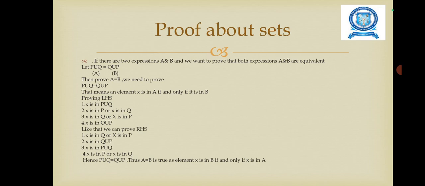First we are going to see the left hand side. First we prove the left hand side, after that we prove the right hand side. That means an element X is in A if and only if it is in B. Proving the left hand side: X is in P union Q, X is in P or X is in Q, X is in Q or X is in P, X is in Q union P. Likewise we have to prove the right hand side: X is in Q or X is in P, X is in Q union P or X is in P union Q. Likewise, if we prove both sides, left hand side and right hand side, it is true, as element X is in B if and only if X is in A.